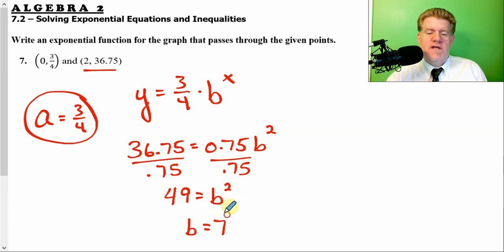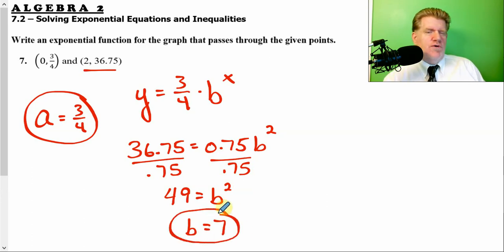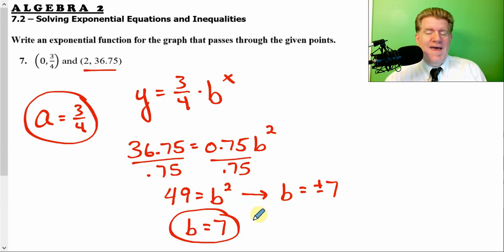And that's 7. Now some of you at this point might question, because I did too, well, if b squared equals 49, isn't b a positive or negative 7? And you're correct. The actual equation to this solution is plus or minus 7. However, b cannot be a negative number ever. Because if it's a negative number, the graph is really incomprehensible.